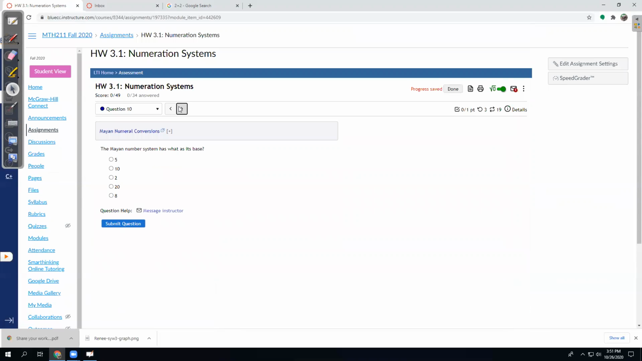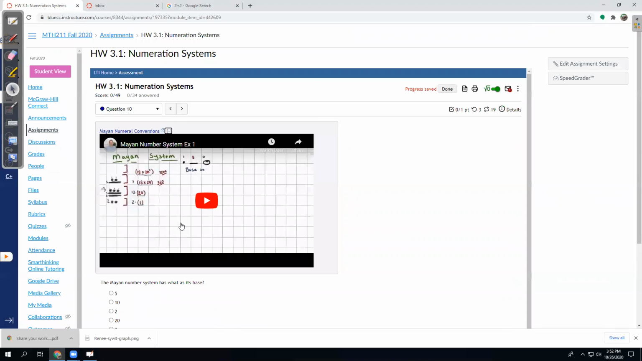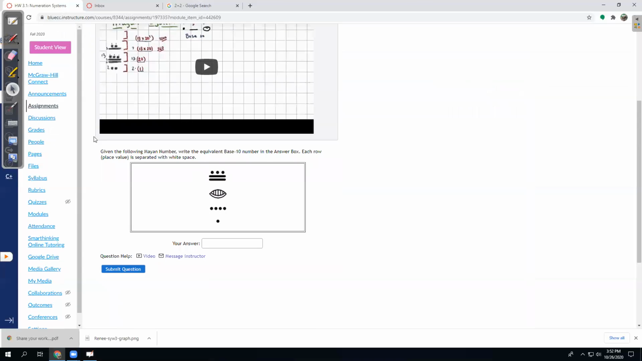Where's Mayan? Oh, okay. So Mayan numeral system, what is its base? Given the Mayan numeral, the equivalent. Okay, so let's test it out and see which version they're using here. I did forget about that catch.